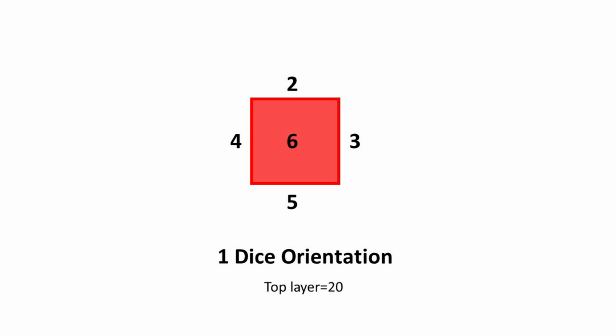For example, if we have only one dice here, then there's only one possible arrangement, like we can put it here. Now, why is this arrangement valid? Because we have to find the maximum possible pips, which is 6, 5, 4, 3, 2. So 1 is the smallest one, so we will put it this way so that 1 will be hidden. So the maximum possible for one dice orientation will be 6 plus 4 plus 5 plus 3 plus 2, which is 20.